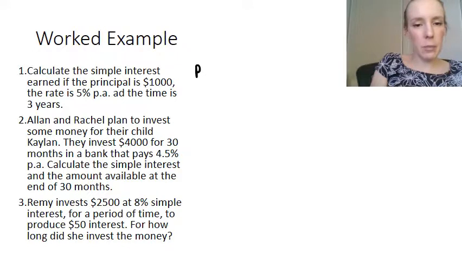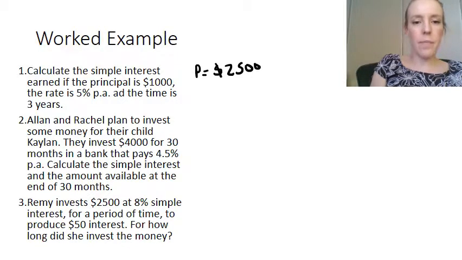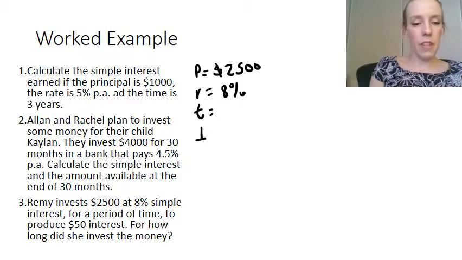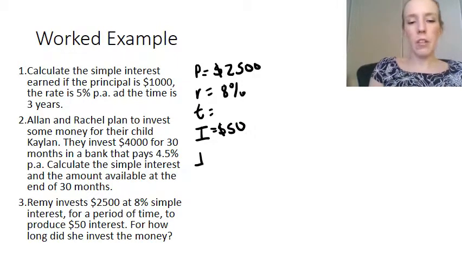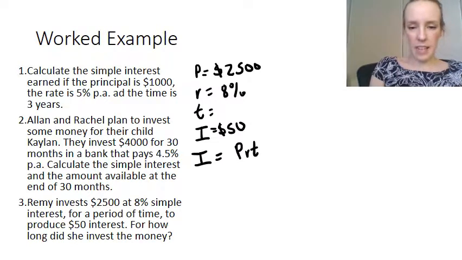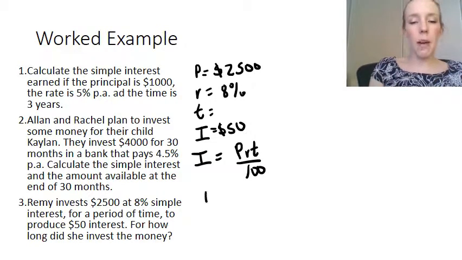Okay, so our principal amount that Remy had was $2,500. Her rate was 8%. The time is unknown, so that's our unknown value. And we do know the interest though, she had $50, so interest is $50. So we're going to put that into our formula. So I'll write the formula. So interest equals PRT over 100. Fill in what we know.